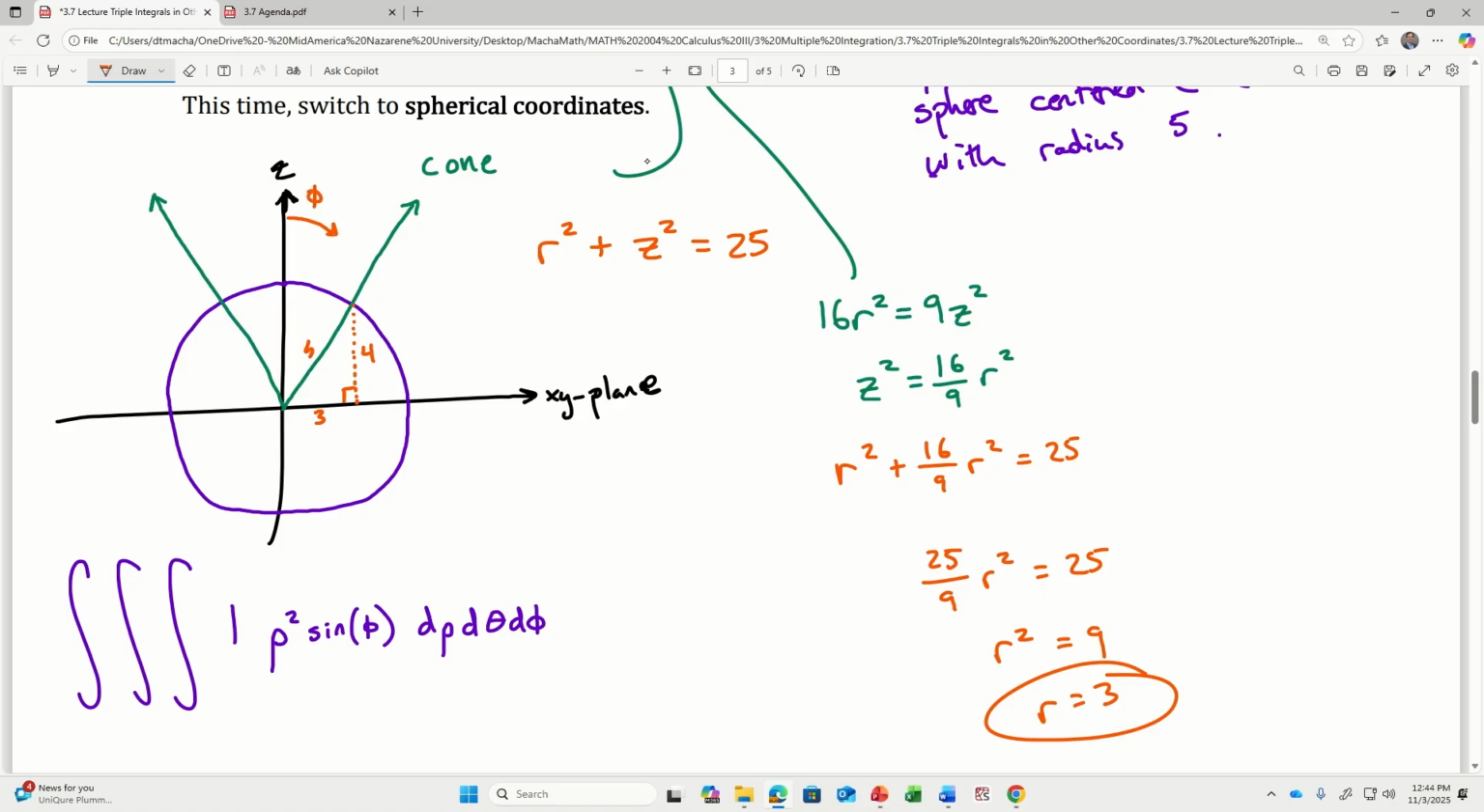Remember, phi is the angle measured away from the positive z-axis. So when phi is 0, you're pointing up in the direction of the z-axis, and phi increases when we get farther away from the z-axis. And the volume we're trying to find is this volume between the cone and the sphere.